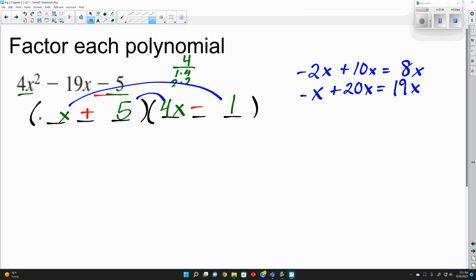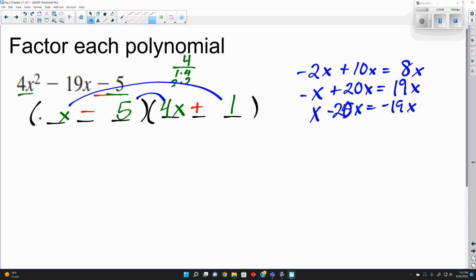Because if we make the 1 negative, and the plus 1 and make it minus 5, it's going to fix it. Because now x times 1 is positive x instead of negative x. Negative 5 times 4x is negative 20x, which will give us negative 19x. So on some of these, especially when the number in front of x is not the same, it's easier to flip the sign than it is to try to flip the terms.